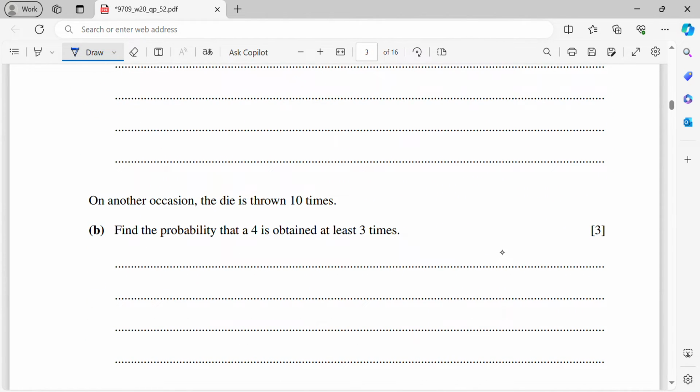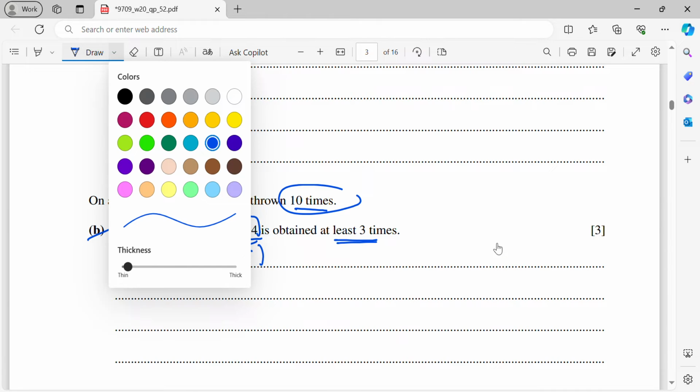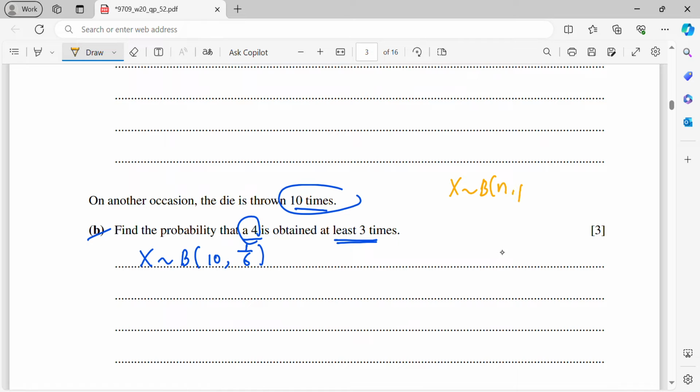Now, on another occasion, the die is thrown 10 times. So B, find the probability that a 4 is obtained at least 3 times. So when we consider 10 times, that means this becomes binomial. So x is binomially distributed with n is 10, and p is 1/6, because you need to get a 4. Our formula, x is binomially distributed with n and p, so probability of x equals nCx p^x q^(n minus x). So my p remains as 1/6, and my q will be 5/6.